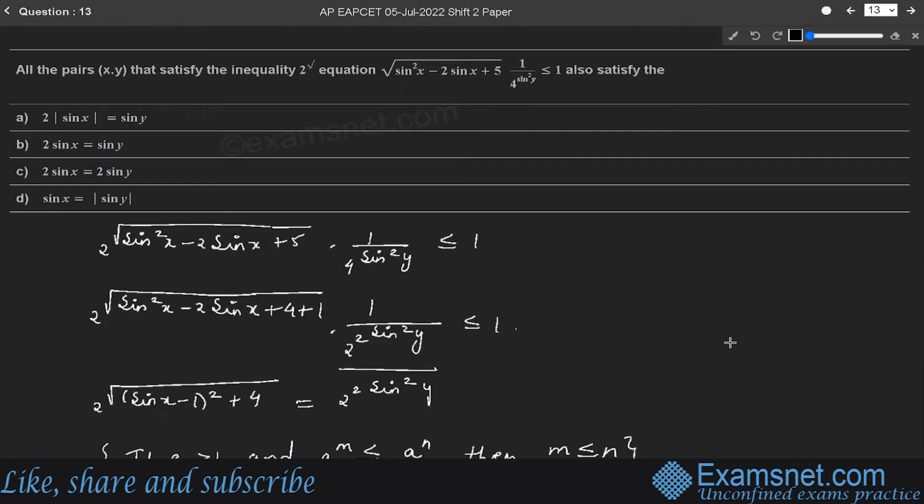Therefore, we can say that the true condition that satisfies the given inequality is sine x is equal to modulus of sine y, which is option number D here.